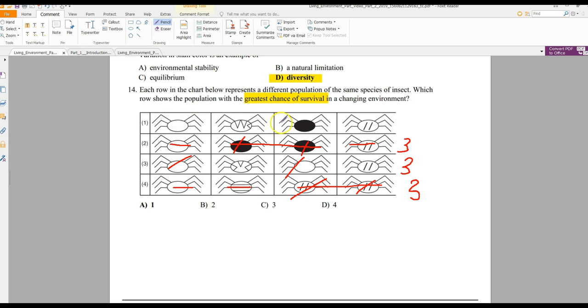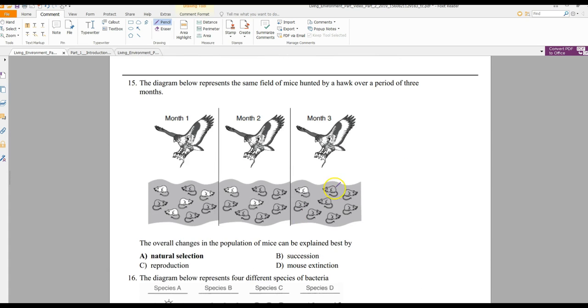Here we have 4 different species. This is not the same as this. This is not the same as that. None of them are alike. So the one that's going to have the most survival is choice 1. That's going to have the most diversity.